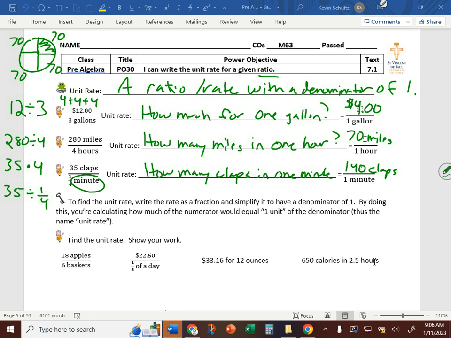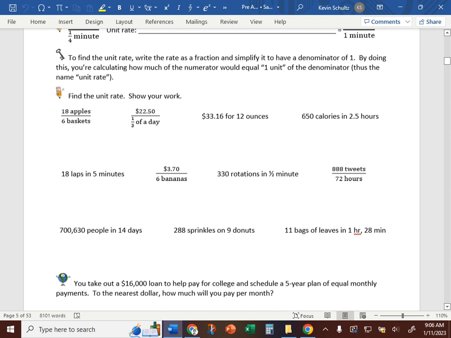Good. Okay? All right. The key point here says to find the unit rate, write the rate as a fraction and simplify to have a denominator of 1. By doing this, you are calculating how much of the numerator will equal 1 unit of the denominator, thus the name unit rate. So your homework for tomorrow is to simply find the unit rate for each of these questions down here.